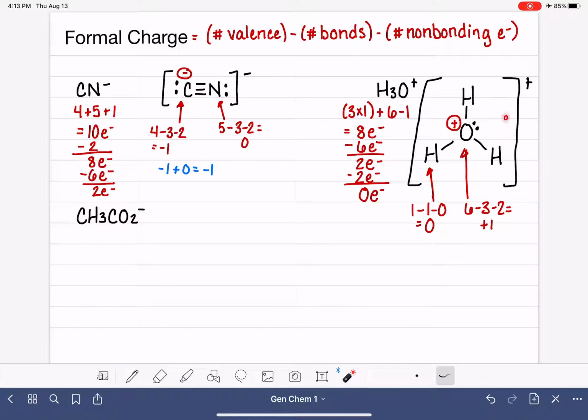And this is what we've got. As far as the sum of the formal charges, they should all add up to +1. So 0 plus 0 plus 0 plus 1 equals +1. So we're good in that regard.